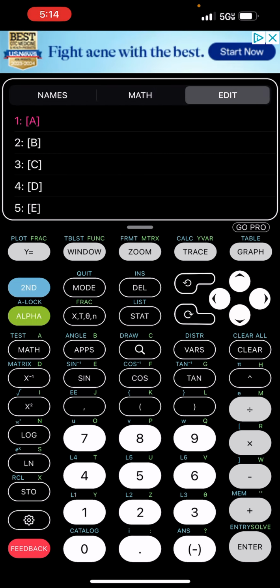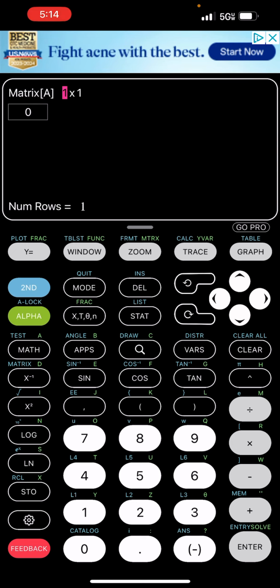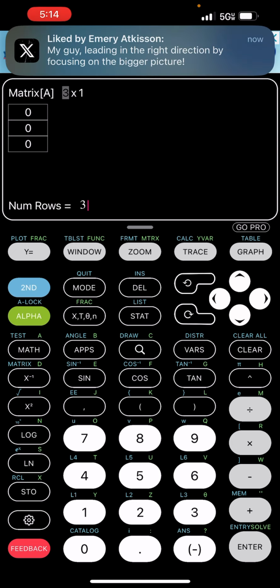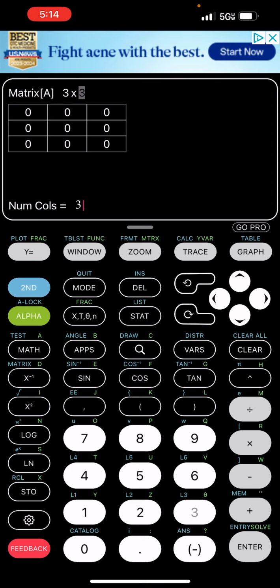I'm going to scroll over to where it says edit, and I'm going to enter a 3 by 3 matrix, and I'm going to enter that first matrix we had. So we had 2, enter, 1, enter, 1. Next row was 2, negative 1, positive 2. And then lastly, we had 1, negative 2, positive 1.